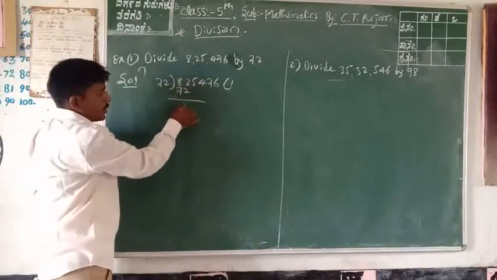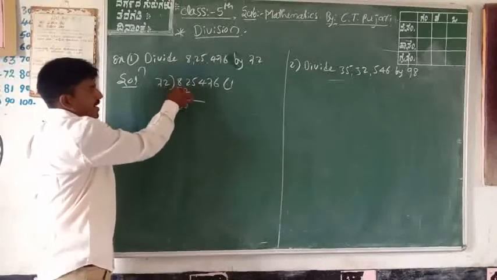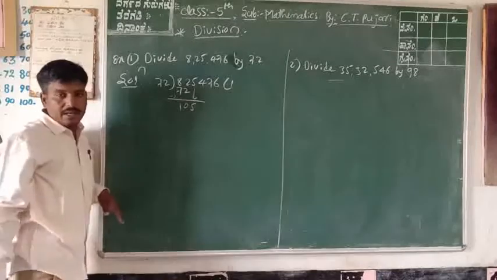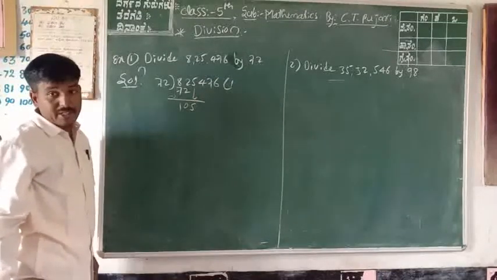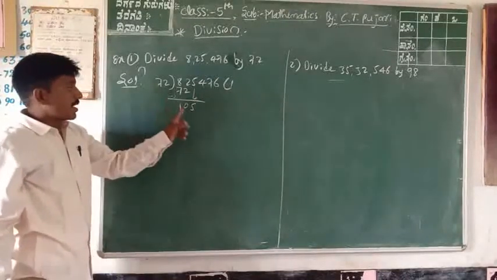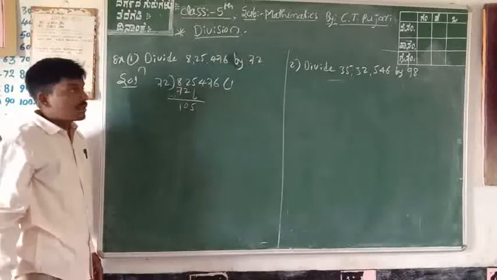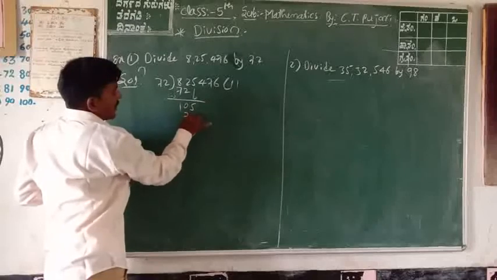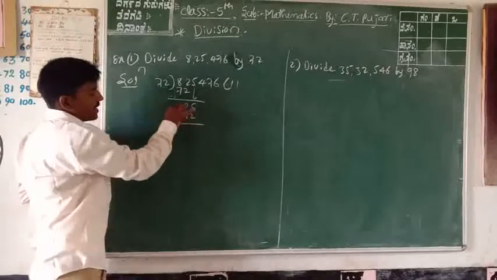2 minus 2 is 0. Next 8 minus 7 is only 1. Next you can take 5. Again you can take 5. Next, 72, you can take the 72 table. 72 ones are 72.